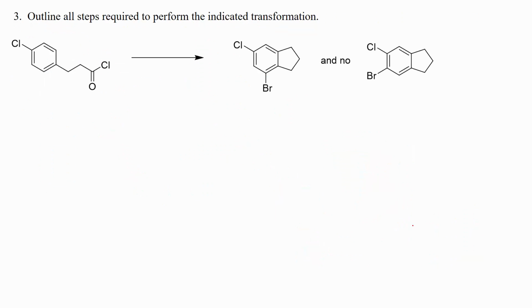Okay, this is a synthesis problem. We're going to design a synthesis of this compound right here. And we want to make sure that we have absolutely none of that compound formed. So what you can probably see here is that we're going to make the ring by an intramolecular Friedel-Crafts reaction. A lot of people had trouble seeing this. Let me just illustrate what we're talking about here.